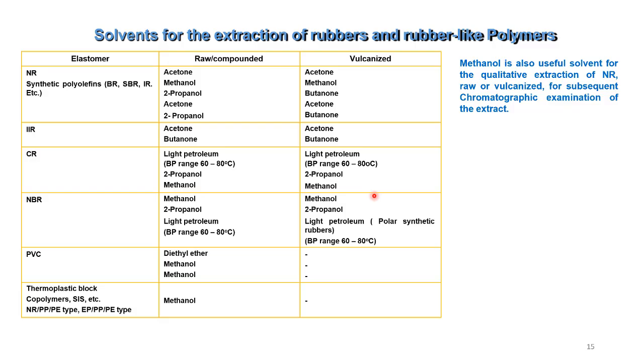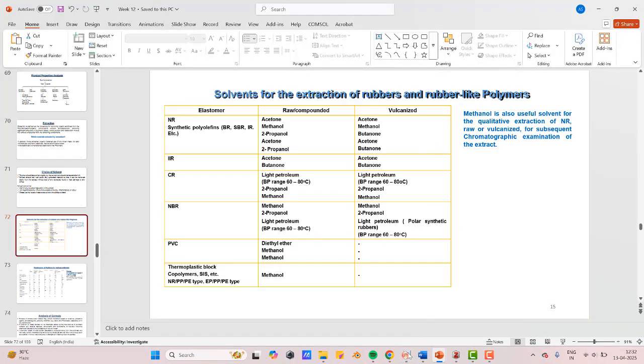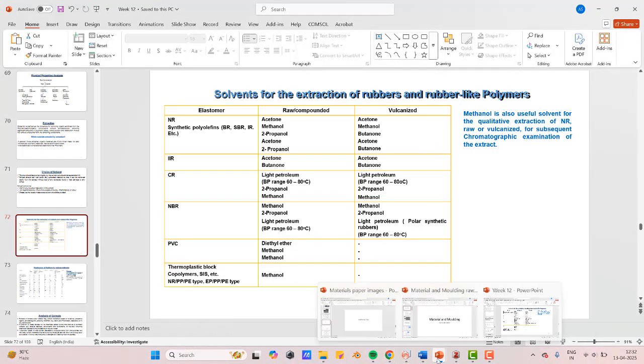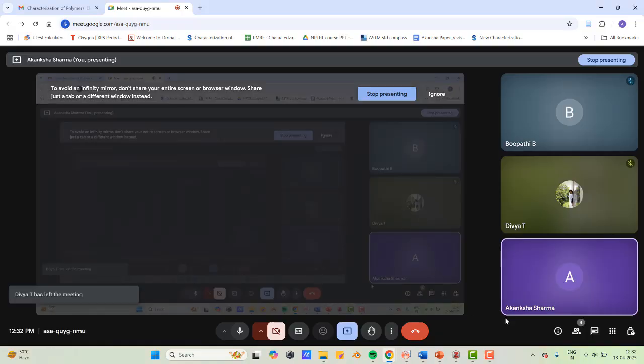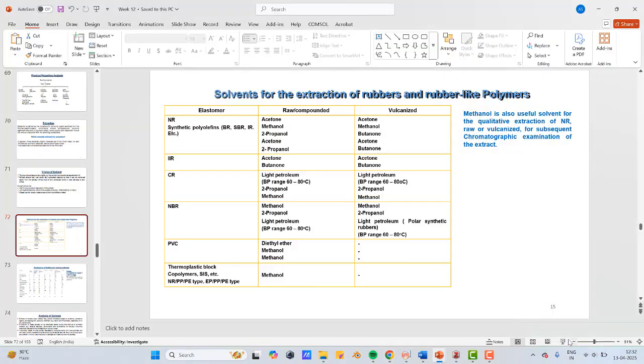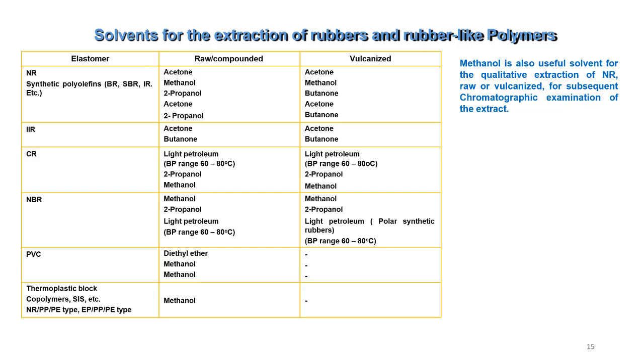Different elastomers will have different compounds and vulcanizates. Methanol is generally used as a useful solvent for the qualitative extraction of natural rubber and raw or vulcanized rubber for subsequent chromatographic examination of the extract. So these are some of the solvents which are generally used for the extraction of different types of elastomers.